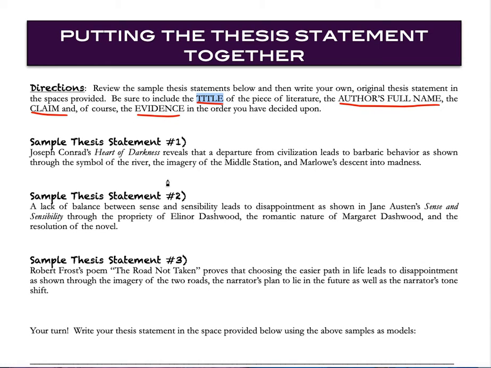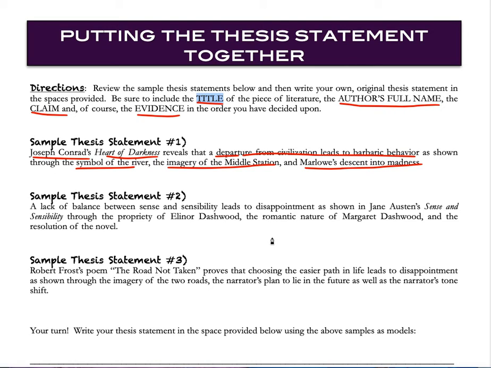Sample thesis statement number 1. Joseph Conrad's Heart of Darkness, title and author, reveals that a departure from civilization leads to barbaric behavior. We have our claim here, as shown, or leads to, the symbol of the river, the imagery of the middle station, and Marlowe's descent into madness. Strong thesis. Symbol of the river, imagery of middle station, Marlowe's descent into madness, evidence.